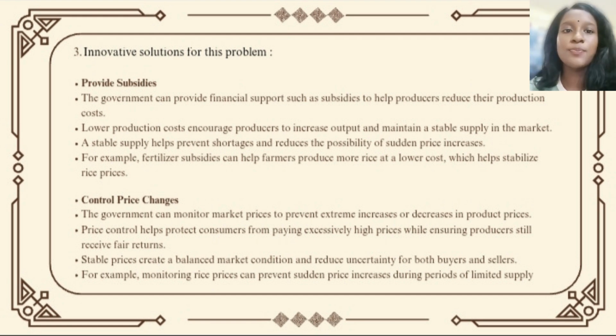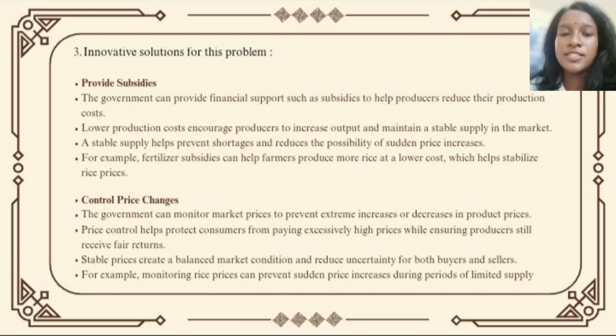The first solution is providing subsidies. The government can provide financial support such as subsidies to help producers reduce their production costs. Lower production costs encourage producers to increase output and maintain a stable supply in the market. Moreover, a stable supply helps prevent shortages and reduces the possibility of sudden price increases. For example, fertilizer subsidies can help farmers produce more rice at a lower cost, which helps stabilize the rice price.